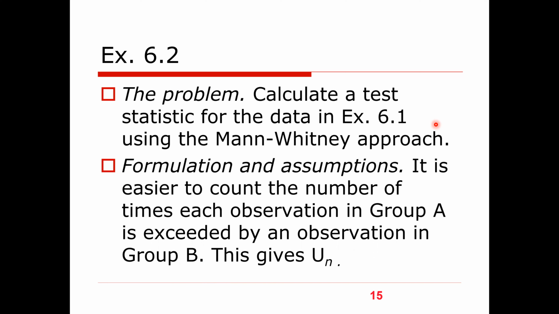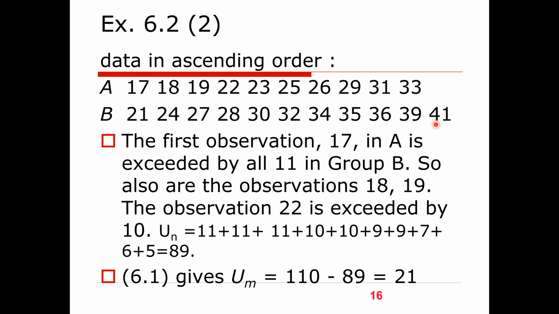Okay, so never mind, calculating both of them gives the same result. Group A has fewer observations, so UN is easier to count. To count easily, we can put both samples in ascending order, right? Then when we calculate how many atoms each one exceeds, it's easy to compare and count, right? And then we get UN by hand.